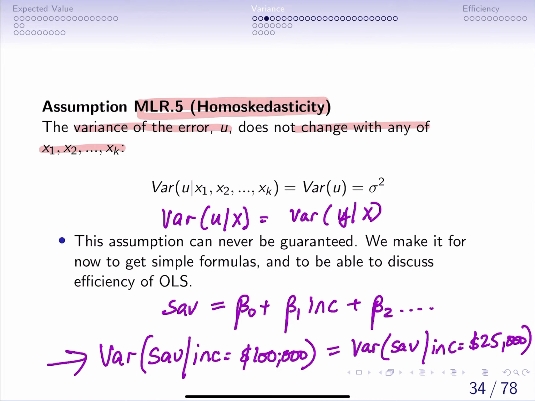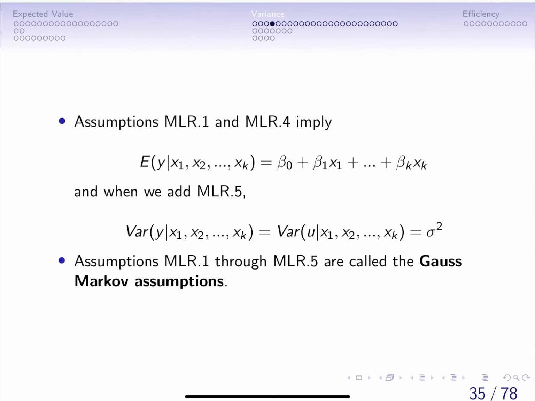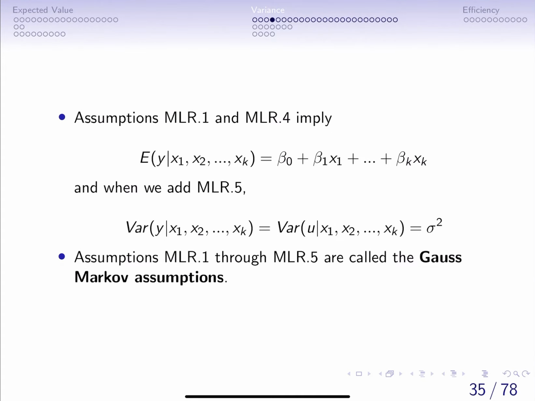So we're basically saying that the variance of the error u does not change with any of the x's. Now, in some cases you might find this to be unrealistic, but this is the assumption that would have direct implications for the variance of our estimators. Here we say that this assumption can never be guaranteed, so it really depends on the model that we are working with.